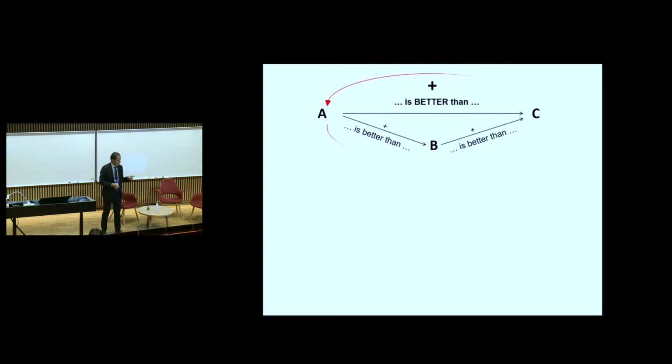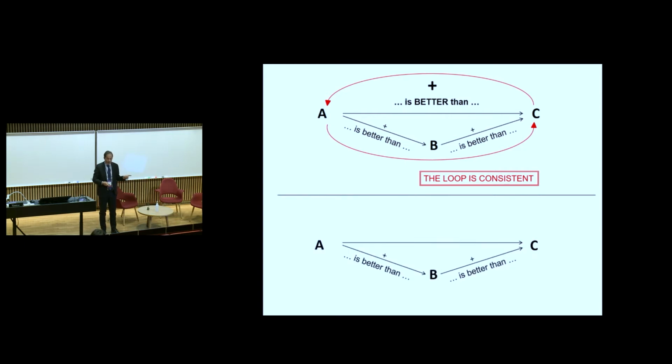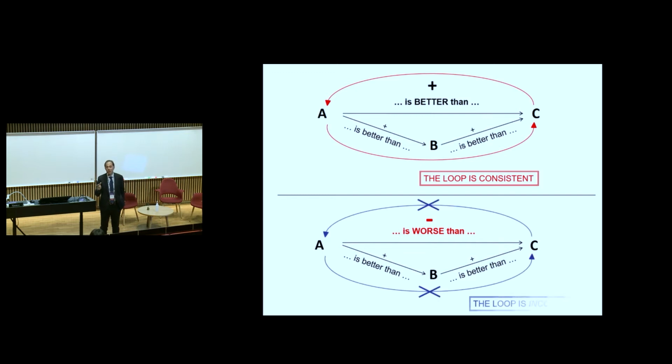But sometimes you have that the real data, the direct comparison, tells you that A is worse than C. So it doesn't make any sense. So we say the loop is inconsistent.